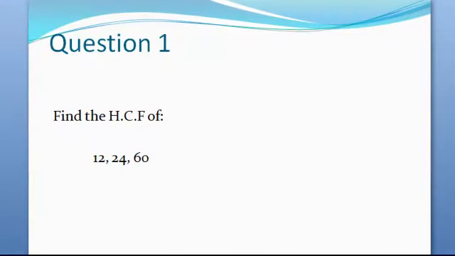Question 1. Find the HCF of 12, 24, and 60. Now the HCF stands for the highest common factor. So the question wants us to find the HCF of 12, 24, and 60. And the HCF, the highest common factor, is the factor, and the factor is the number, all the numbers that can be divided into 12 without leaving a remainder, all the numbers that can be divided into 24 without leaving a remainder, and all the numbers that can be divided into 60 without leaving a remainder.